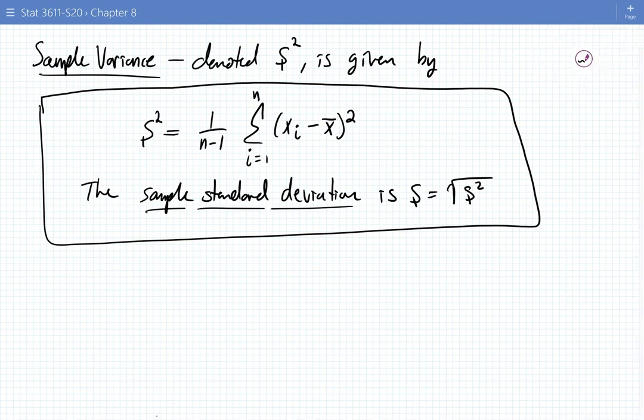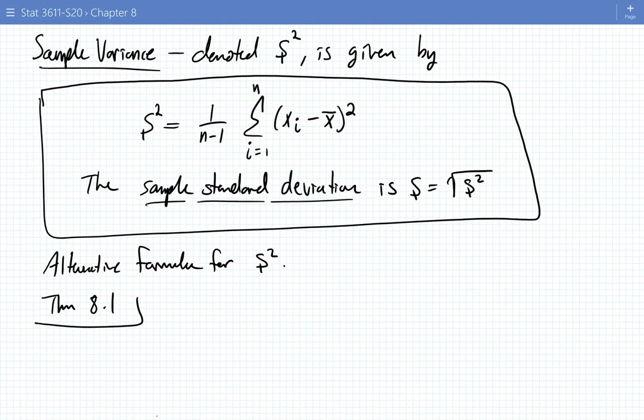Now, much like in terms of the original idea of the variance of a random variable, we had an alternative formula, an alternative definition to compute the variance of a random variable, which was the expected value of x squared minus the mean squared. We also have an alternative formulation to compute the sample variance. So this is the alternative formula for S squared. And this is stated as theorem 8.1 in the textbook.